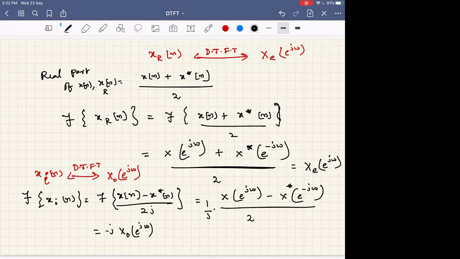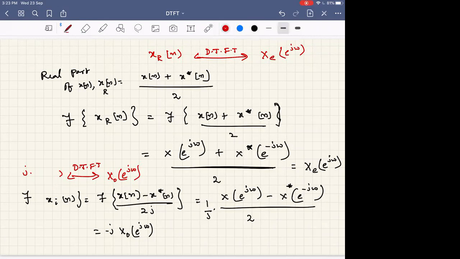Okay, so you can write like this, or you can just take j this side and then j times imaginary part. Otherwise, it is simply equal to x star of. Okay, you can write like this. Yeah, right. Fine. So like this, you can.